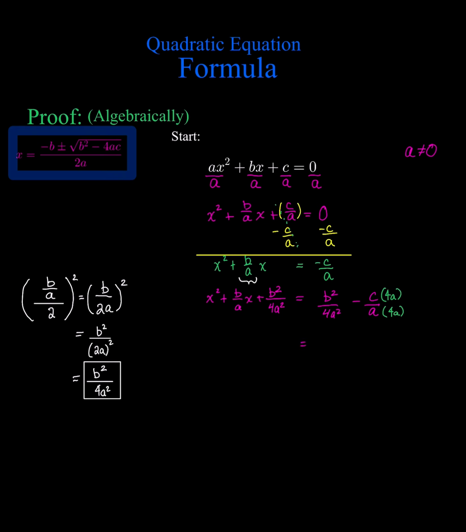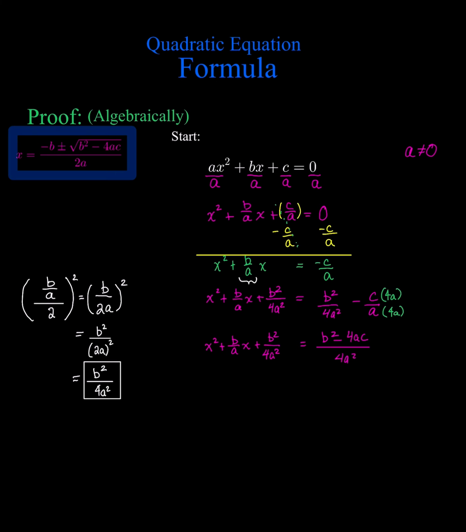We will get x squared plus b over a x plus b squared over 4a squared, equating to the difference of b squared minus 4ac over 4a squared. Now notice in the numerator you can see what we call a discriminant. We'll talk about that hopefully soon.